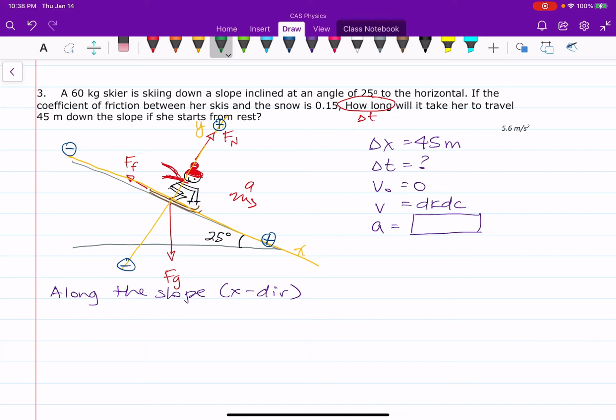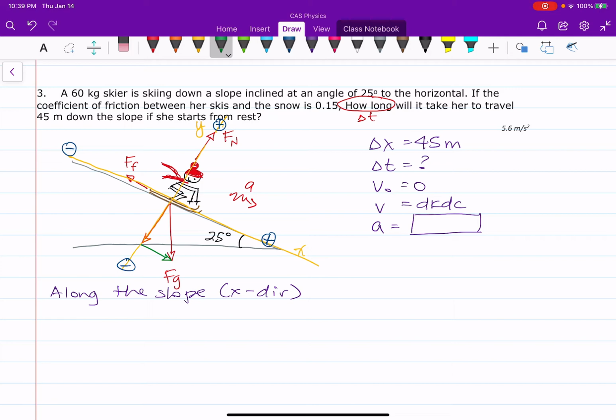You can break the force of gravity into the x component and the y component. So I can draw it like this, and then the x component would be like this. Or you could draw it the other way, to be honest with you. Either way works, but you just have to look at the angle and make sure you know what you're dealing with.